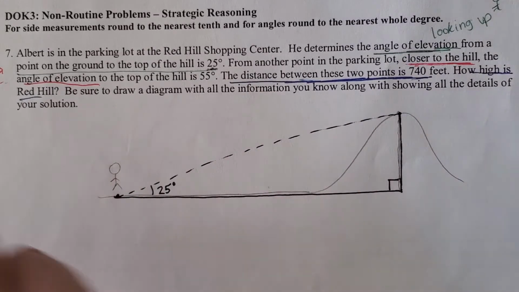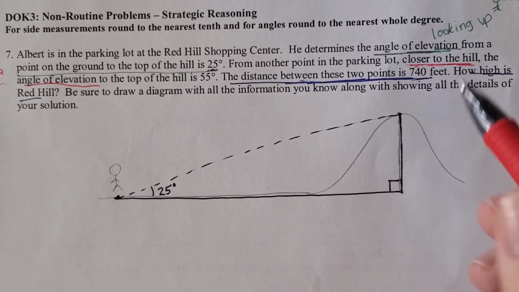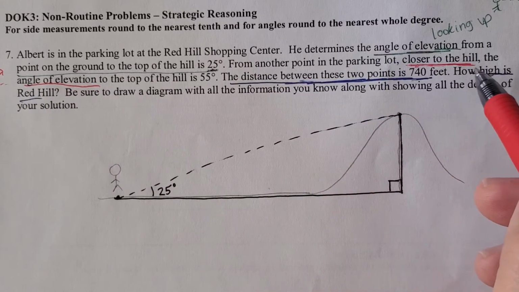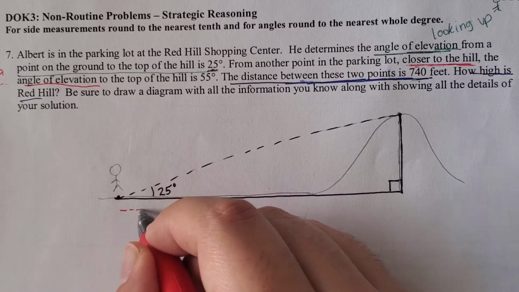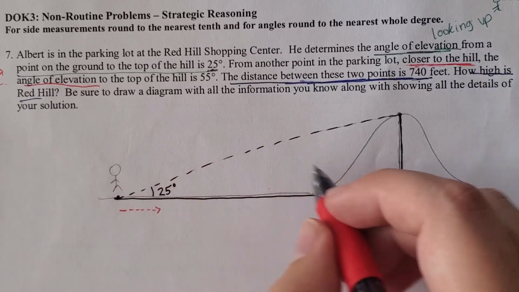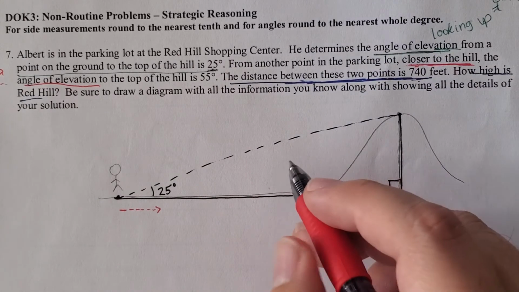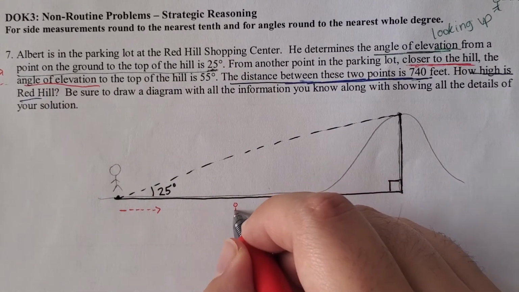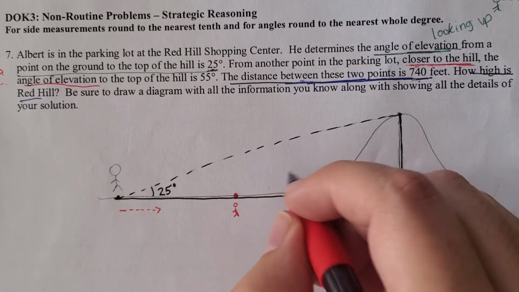Now, the second part, and let me use the red pen for this. From another point in the parking lot closer to the hill. So this means that this person started walking this way, and then from another point closer to the hill. Again, they don't tell us on the other side of the hill, so I still have to be on this side. So he's over here now somewhere, on top of the ground. I'm just drawing where he is. So let me say he's at this point.